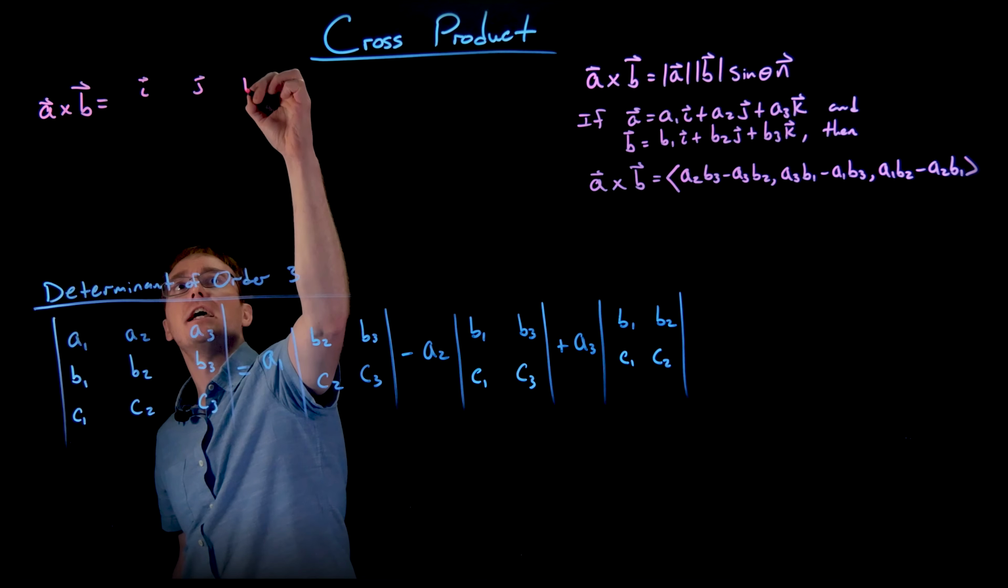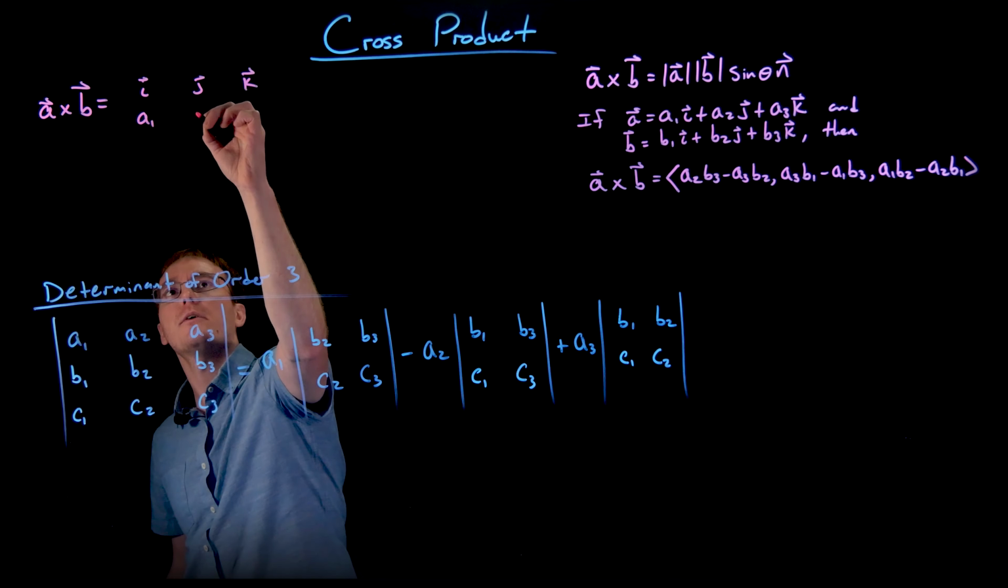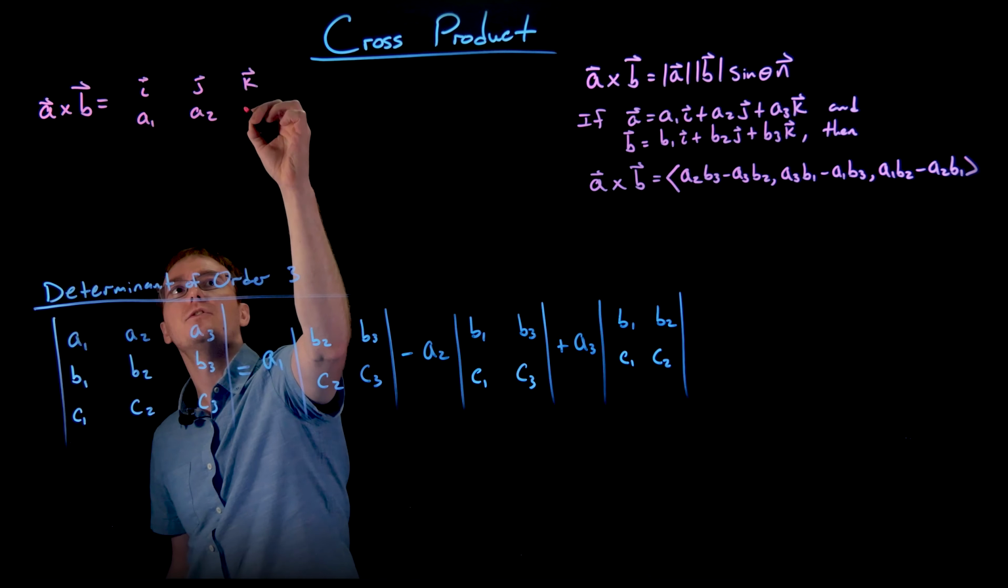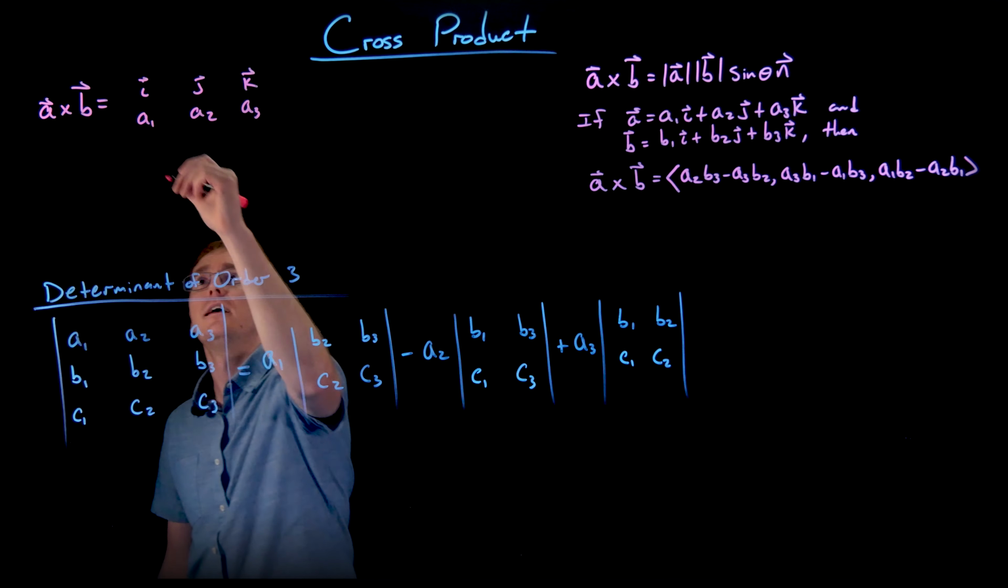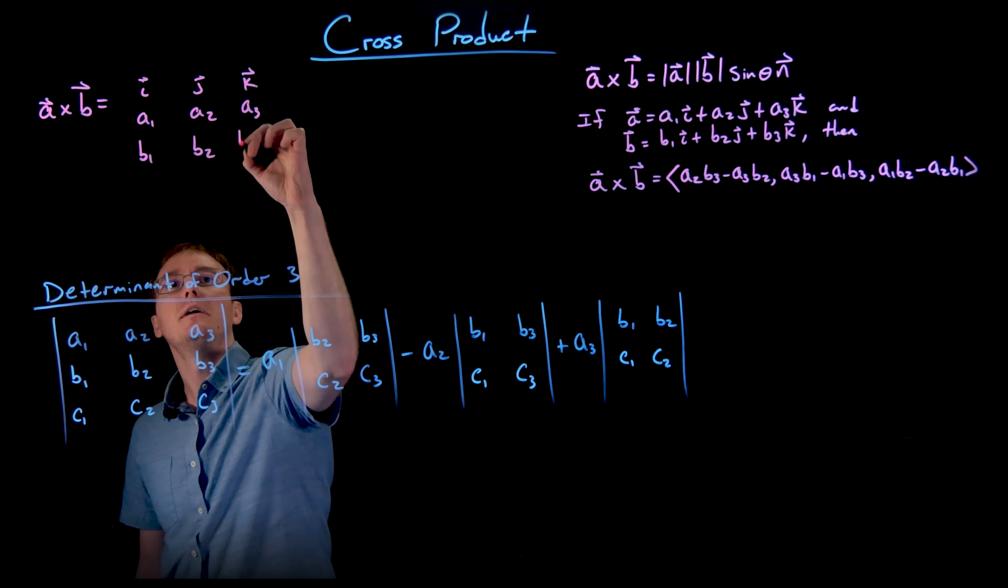The second row in our order 3 determinant is going to be the entries for our first vector, A. So those entries should look like, in general, A1, A2, and A3. And our final row will just be the entries from our second vector in our cross product. That'll be B1, B2, and B3.